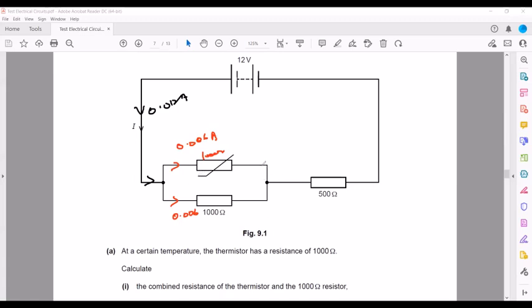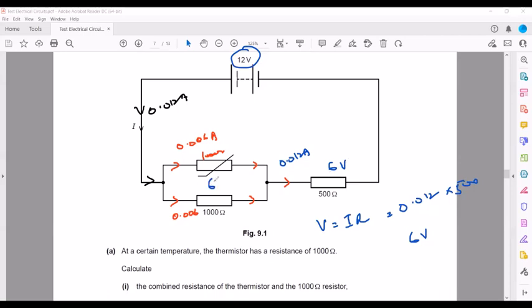But when the parallel branches rejoin here and combine, it will be equal to 0.012 ampere. So we have the current and we have the resistance. So we can find the voltage using the formula V equals IR. V is the voltage which we want. Current is 0.012 multiplied by resistance 500. So 0.012 times 500 will give us 6 volts.